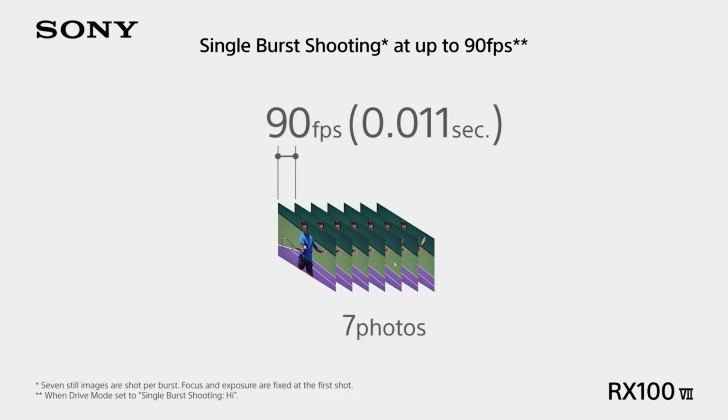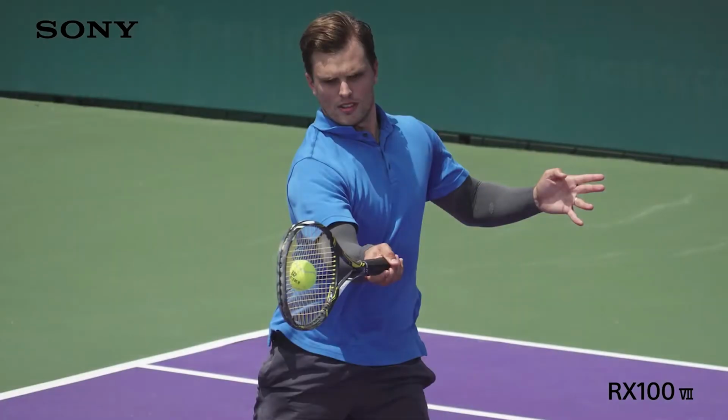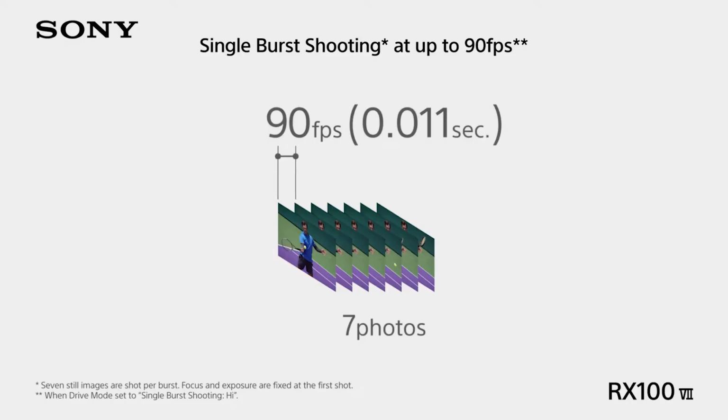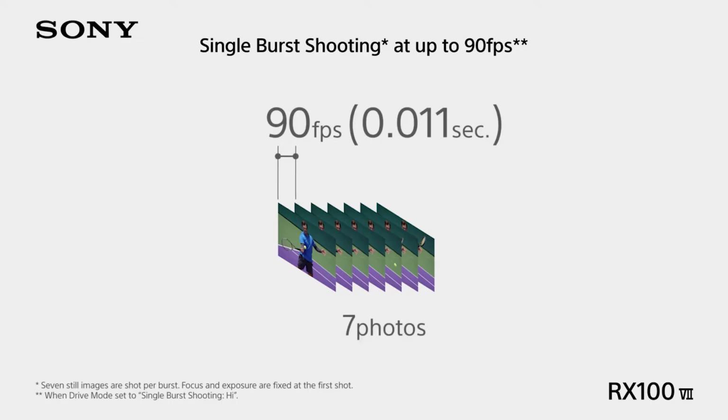To give you more detail about the single burst, it's like this. On the RX100 Mark VII, you will have a 90 FPS speed, and you will get 7 photos with a single press on the shutter. And on the QooCam, you will get 8 DNG files with a single click on the shutter button on your mobile phone. So it's almost the same.